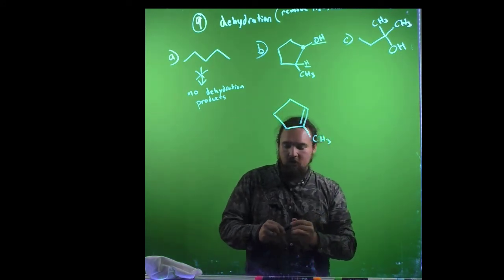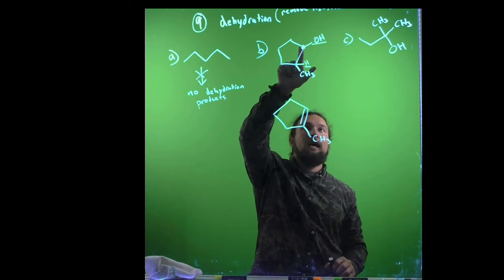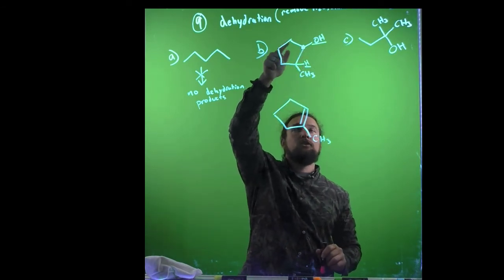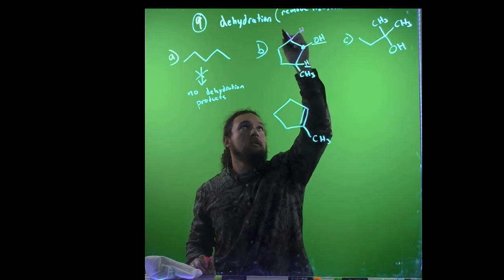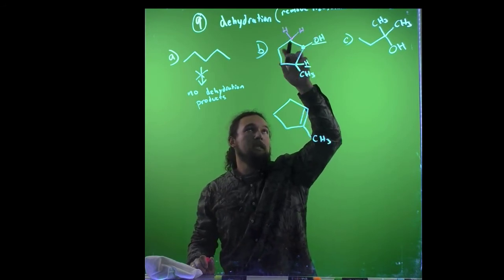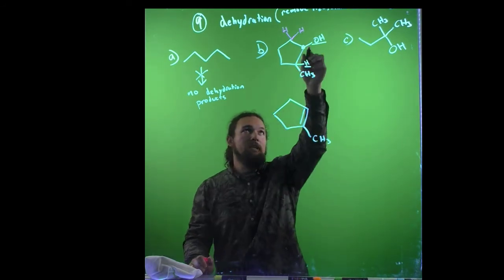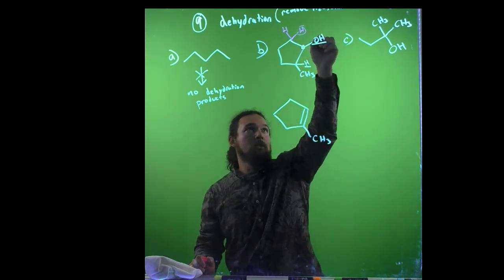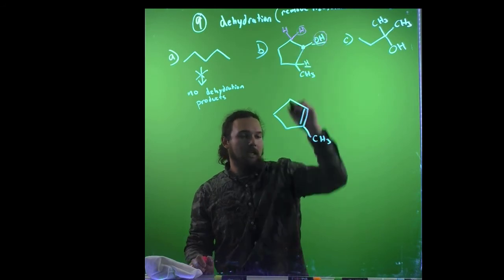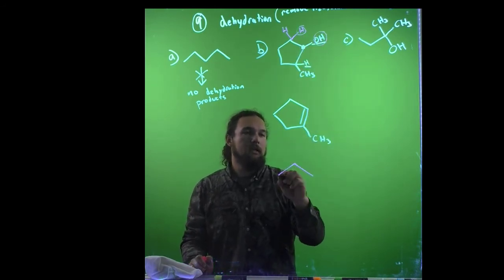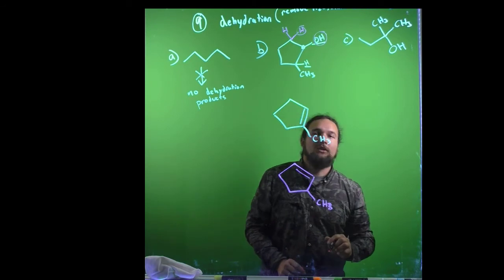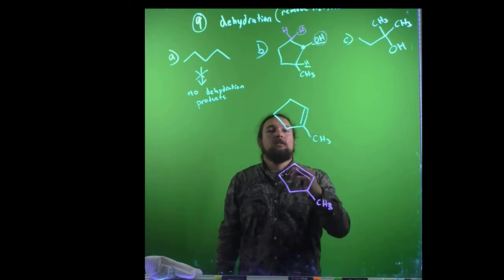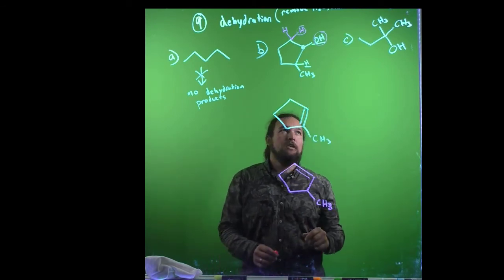Now what we have to consider though is that on the other side of the carbon with the OH, is there a hydrogen? We see that this carbon has 2 hydrogens. Whether we remove this one or this one, it doesn't matter. It'll give us the same product. When we remove this OH and this H, we would end up getting this product over here, and this would be the other product of that reaction. In this case, there's only 2 products for this dehydration reaction.